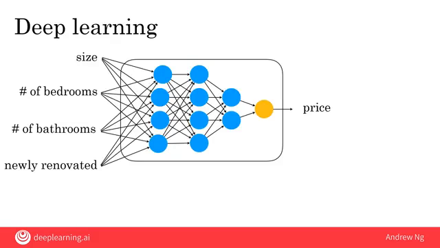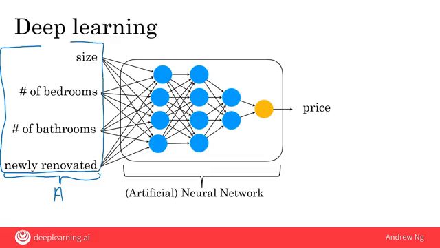And what an artificial neural network does is take this input A, which is all of these four things, and then output B, which is the estimated price of a house. Now, in a later optional video this week, I'll show you more what this artificial neural network really is.